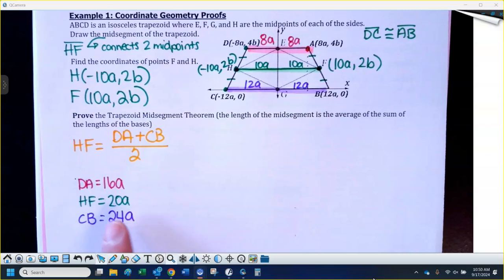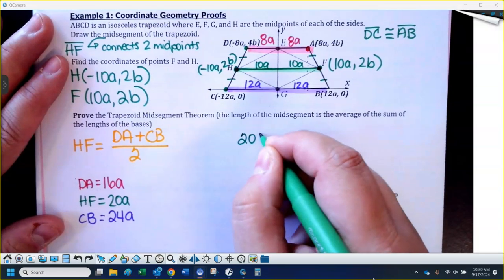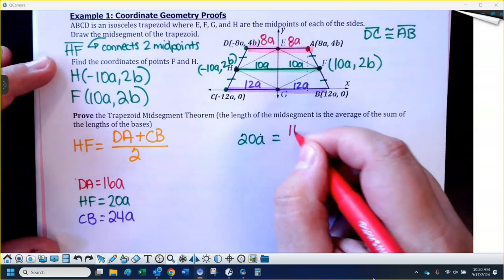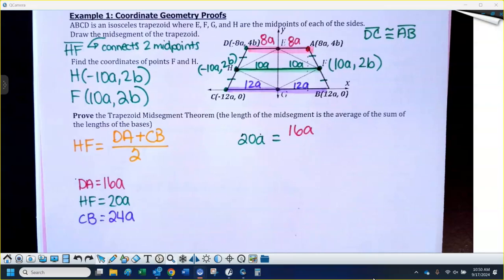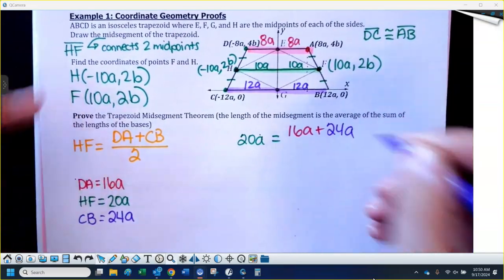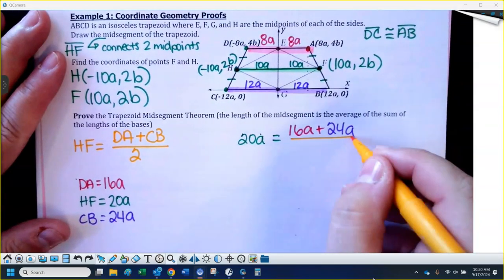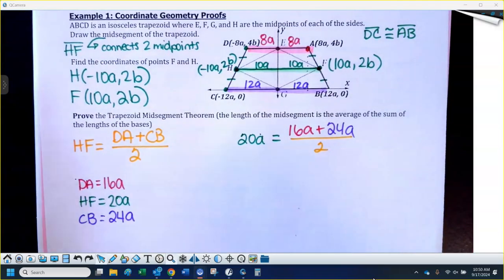Okay, now, here's all you have to do. I'm just literally going to plug this information into the formula for mid-segment to prove this. So we said HF, which here is this. This is 20A. This is supposed to be equal to this. We're going to do this as a little proof. D to A is 16A, and C to B was 24A, and it's supposed to be an average of those 2 lengths. Divide by 2 here.